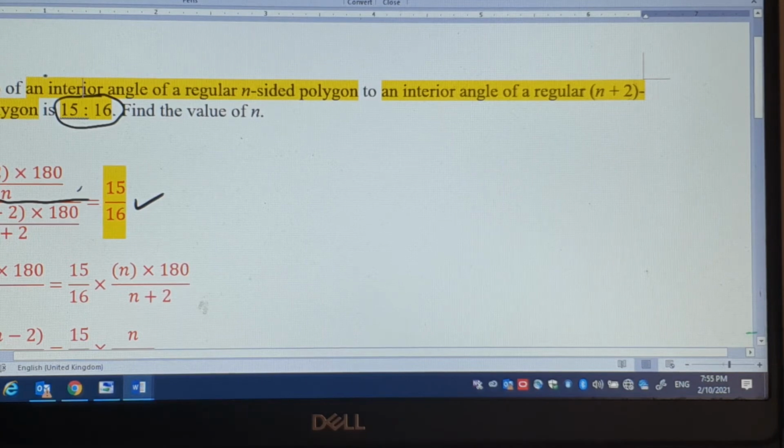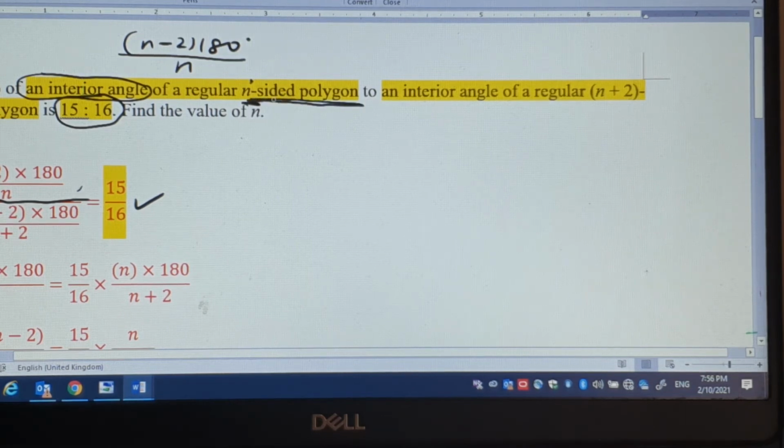Now you see, an interior angle, what's the formula? The sum of interior angles is n minus 2 times 180 degrees, right? And it's n-sided. If it's n-sided, you put n here. So an interior angle means you have to divide by n because there are n sides. Then you say, hey, why not n minus 2? N minus 2 is not the number of sides of the polygon.